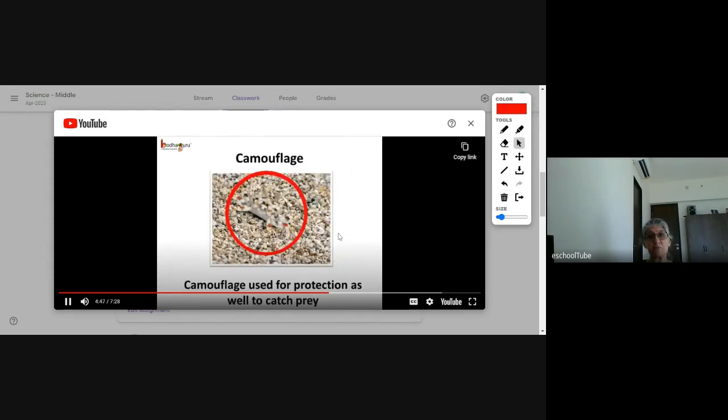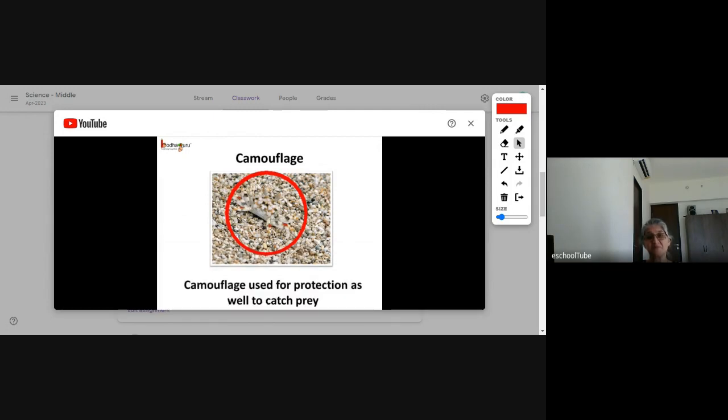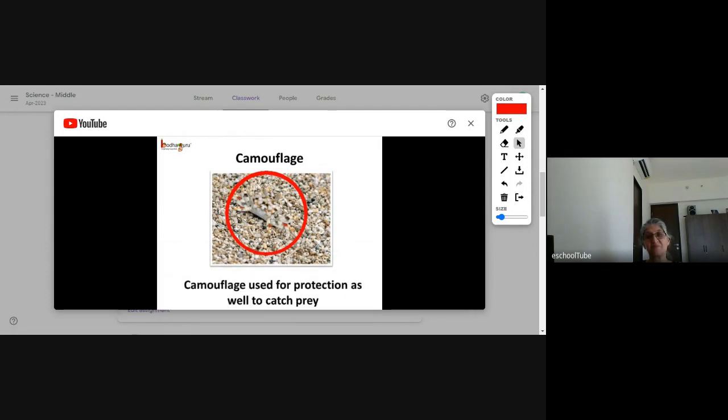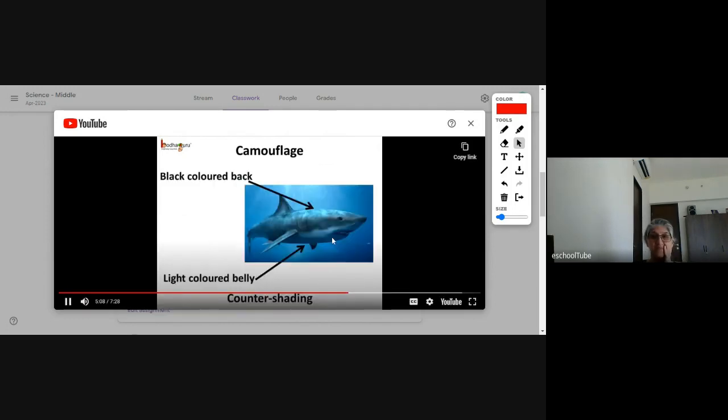How do the animals protect themselves in the water? Many sea animals use the camouflage technique, that is, getting mixed with the surroundings to save themselves in danger, like the sea crab. Few animals even use the camouflage to catch the prey. For example, the camouflage helps the shark during hunting.